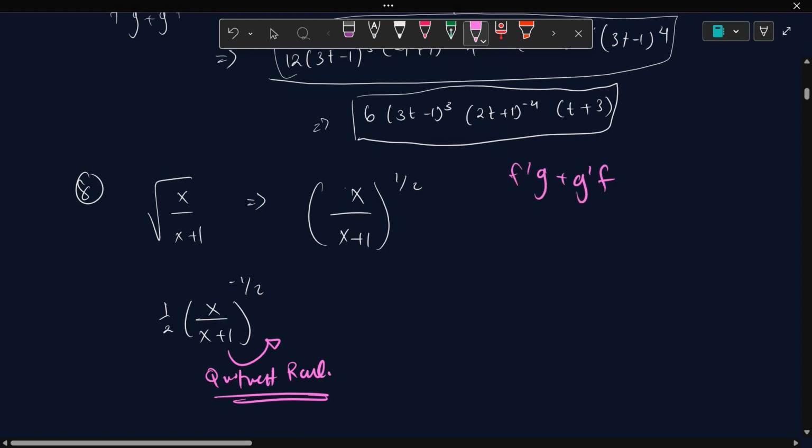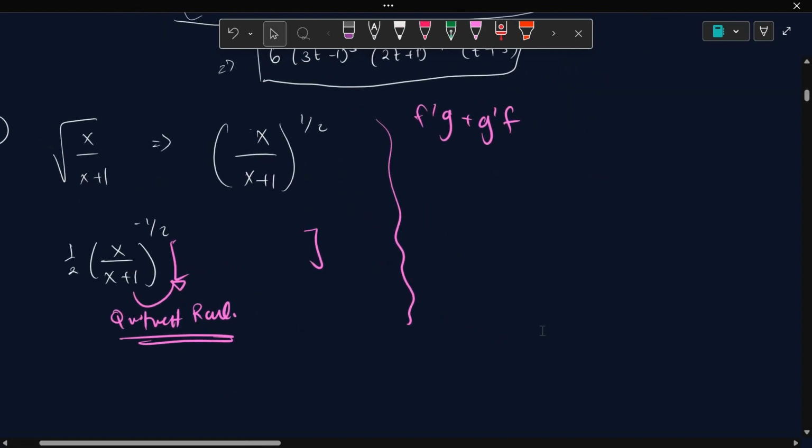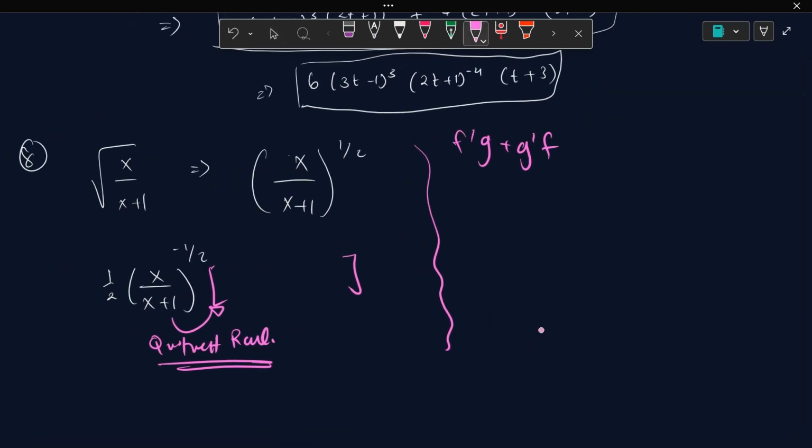So you're basically going to multiply by the quotient rule, because it's a chain rule, you have to multiply by the inside function, but the inside function is a quotient, so you're going to go ahead and take the derivative of this expression using the quotient rule. Okay, so now f prime times g, and we have negative g prime times f over g squared.